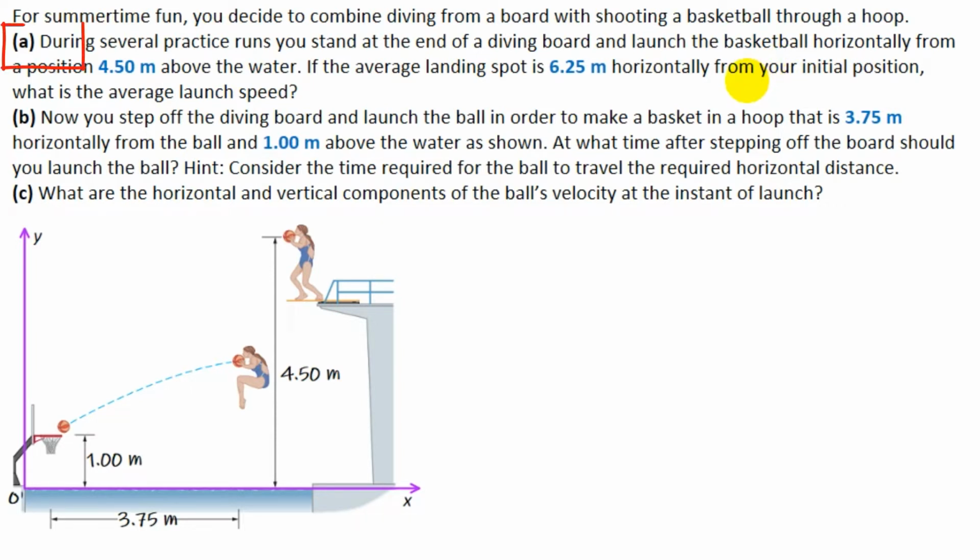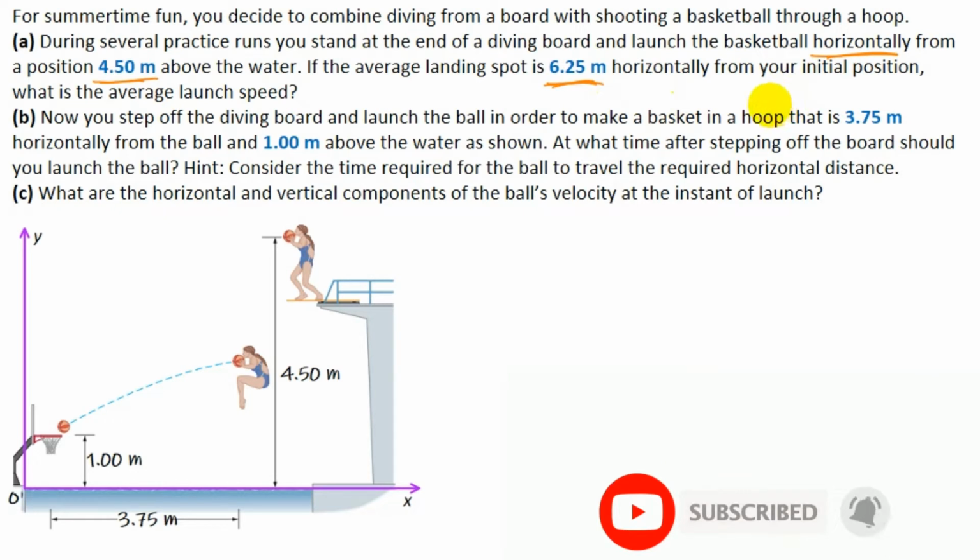First, we're going to solve the A part. In the A part, the question says that you throw the basketball horizontally from a position of 4.50 meters above the ground. If the average landing spot is 6.25 meters horizontally from the initial position, what is your average launch speed? So v0, the initial speed with which you launch the projectile, is what we have to calculate in the A part. So first we'll focus our attention on the A part.